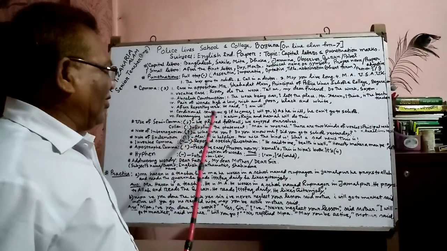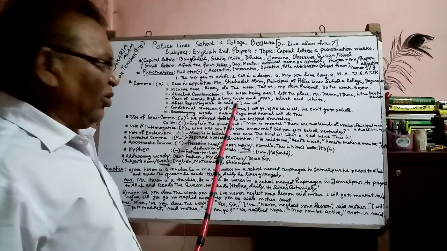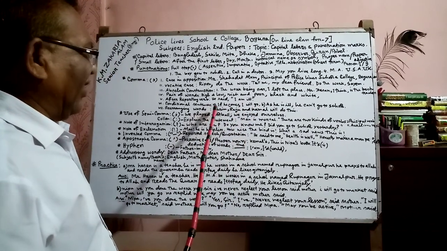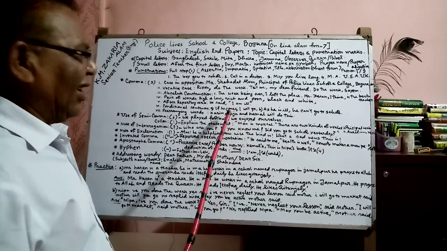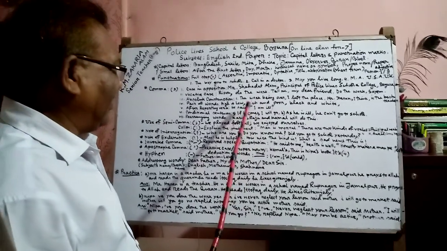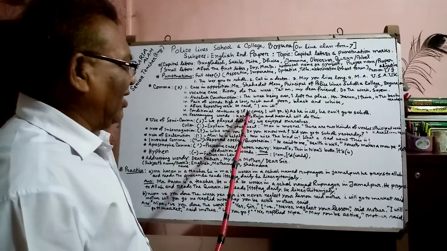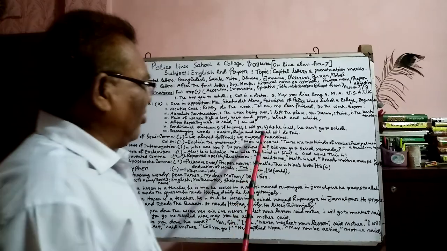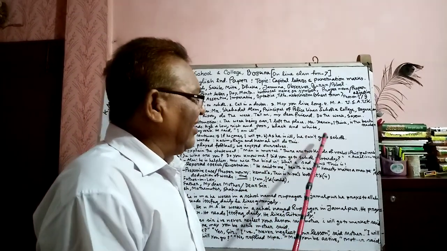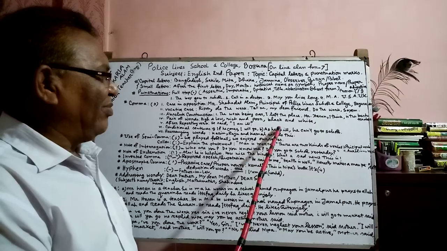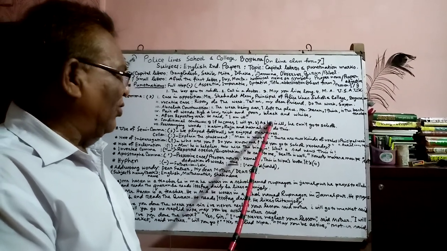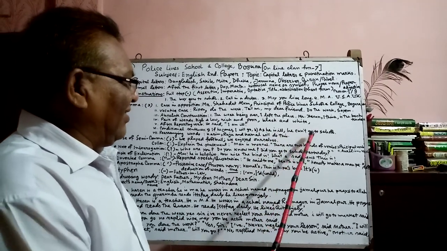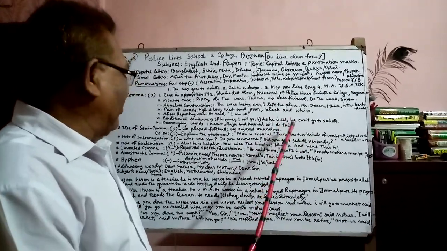Number 6, conditional sentences. Example A, if he comes, I will go. Here conditional, if he comes, I will go. There are two clauses or two parts in the sentence. One is conditional, if he comes. This is the first part of the sentence, clause. B, as he is ill, he can't go to school. This is the first part or principal clause of the sentence. So, conditional sentence, as he is ill. This sentence should be divided by using comma.